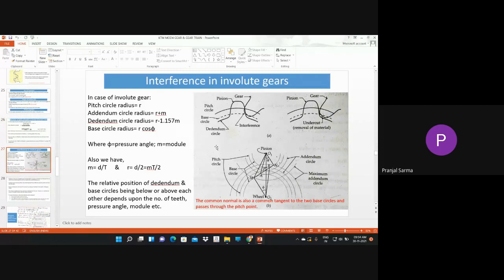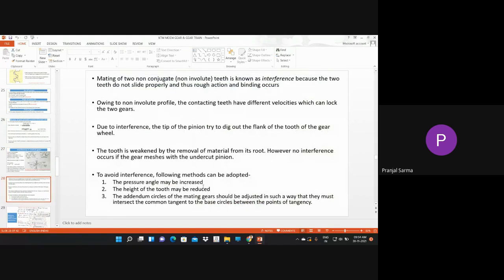Then we have seen there is one problem that might be there in relation to involute gears, that is the interference. And later on we have also seen how interference can be avoided: the pressure angle we can increase somewhat, the height of the tooth might be reduced, etc. Those are some of the things we have seen.